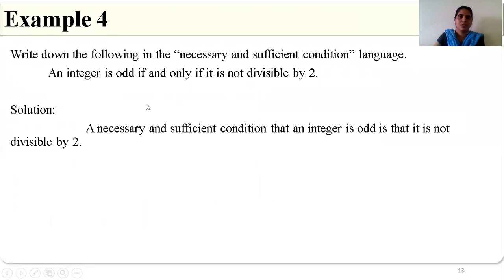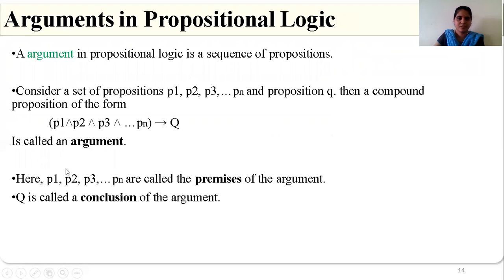Also, write down the following in necessary and sufficient condition language. Here we have a proposition: an integer is odd if and only if it is not divisible by 2. That is, the necessary and sufficient condition for an integer to be odd is that it is not divisible by 2.